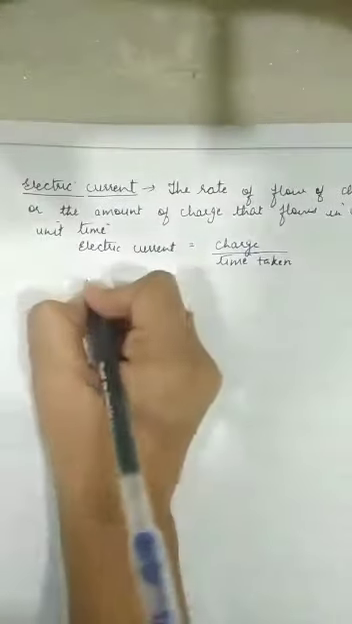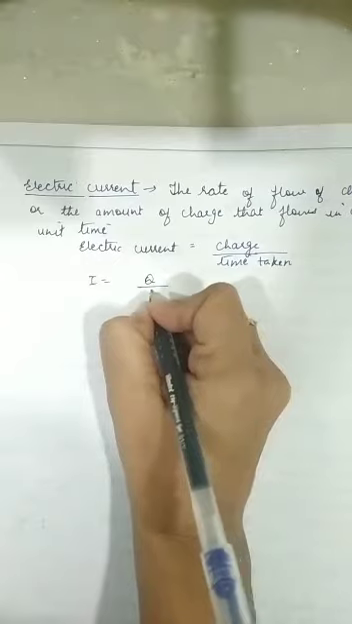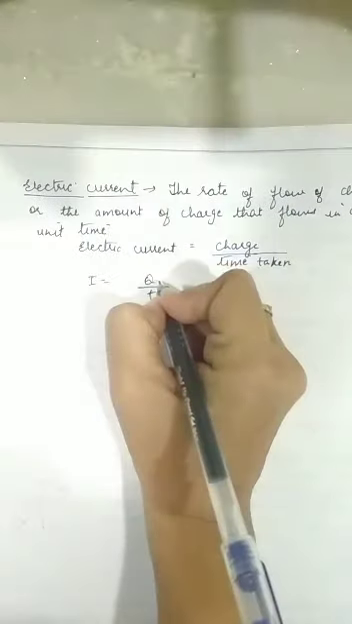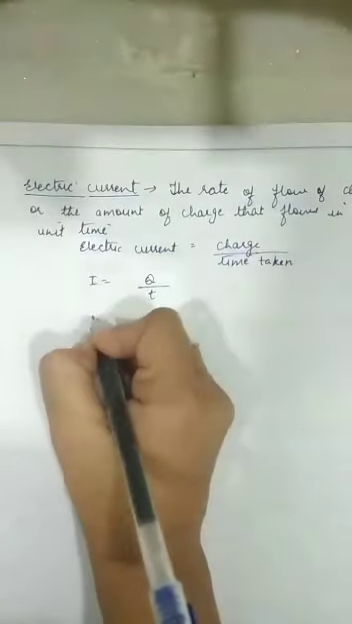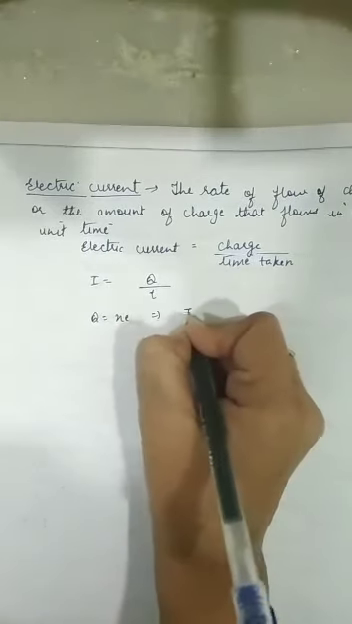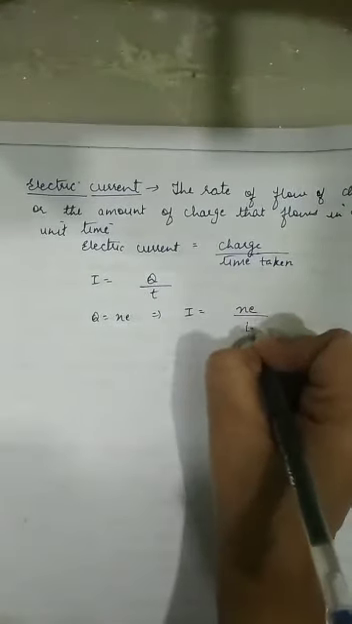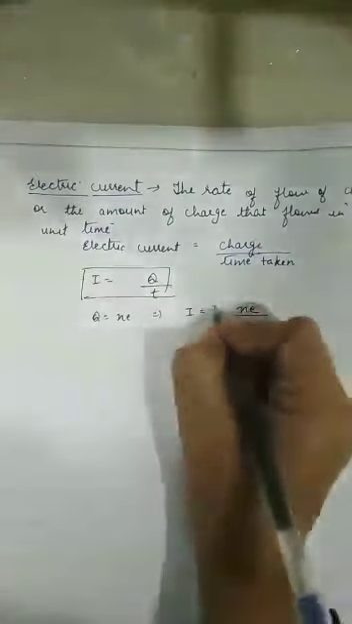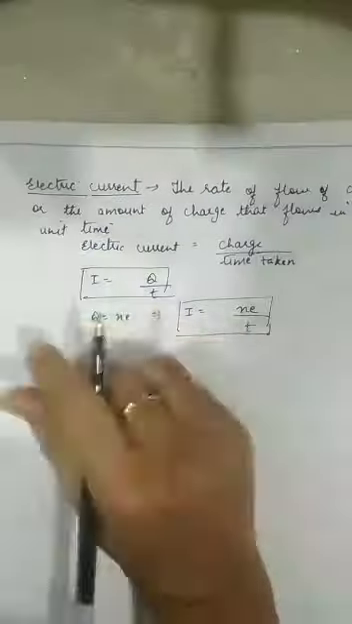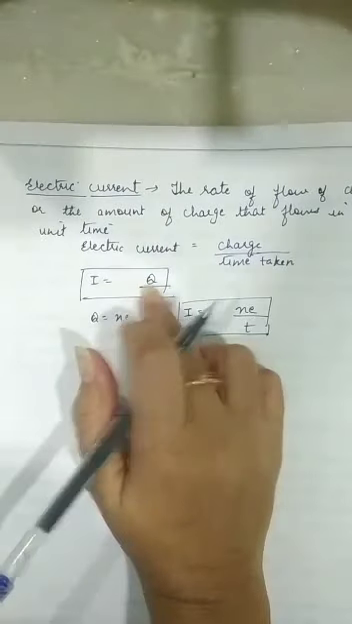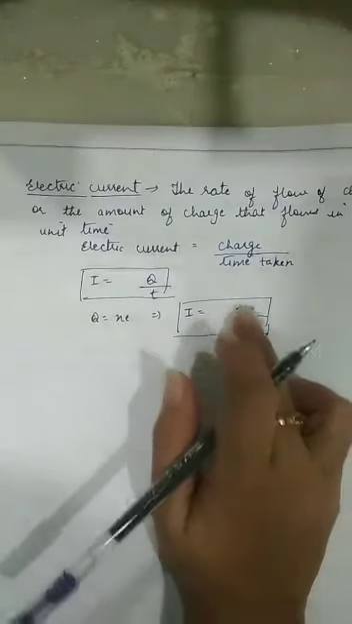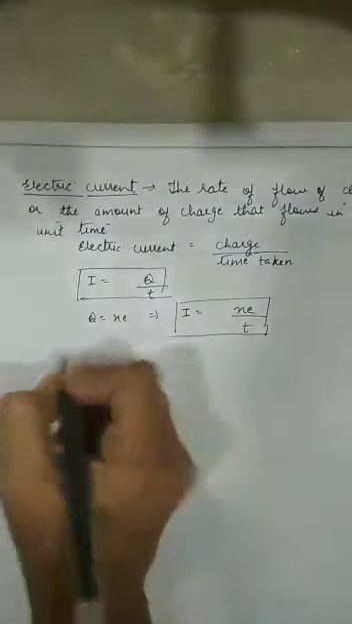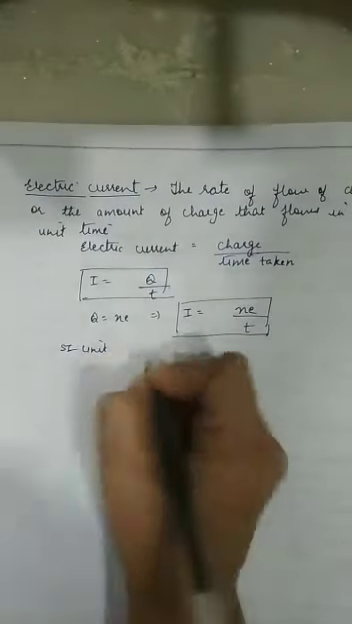If we denote electric current by I, then I is equal to Q upon T, where Q is the total amount of charge that flows. From the principle of quantization, we know that Q is equal to NE. Therefore, I is equal to NE upon T. So there are two formulae for electric current. If the total charge is given, we can apply the first formula. If the number of charges that flow through a particular point in that time is given, we can apply the second formula.